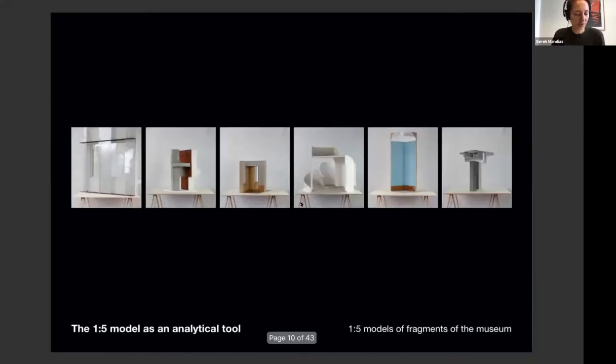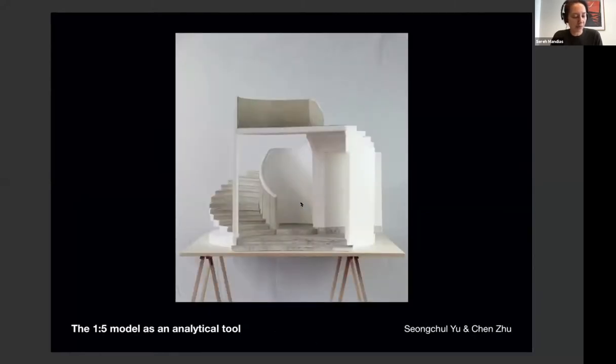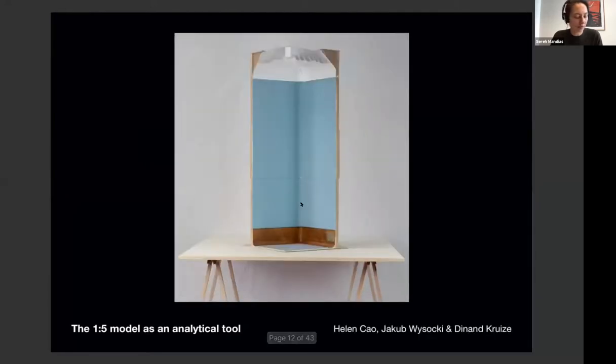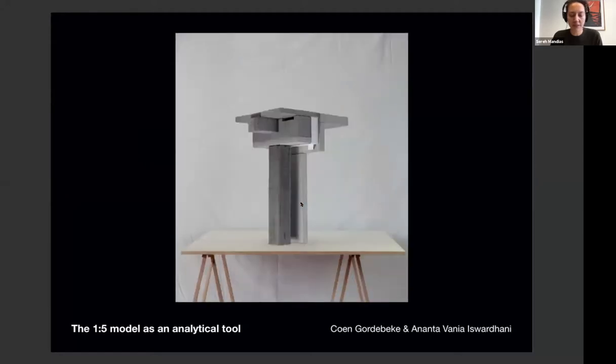Firstly, the model as an analytical tool. We found that the 1-5 scale poses restriction to the size fragment that can be extracted from the building, and therefore in large part determines what becomes significant. As we suspected at the outset of the project, larger than a technical detail, but smaller than a space. The fragments are therefore neither detail nor space, but rather experiential and material moments within the building.